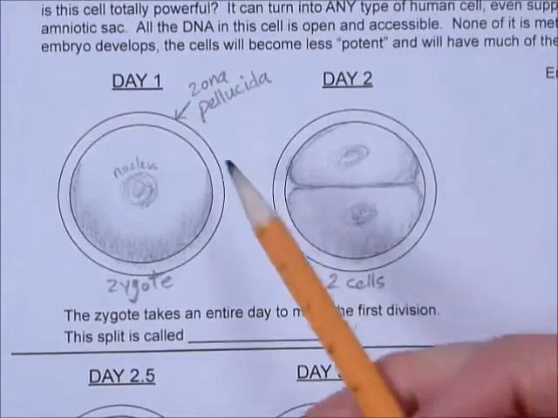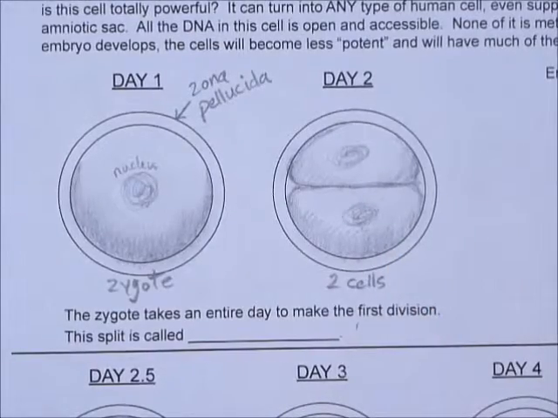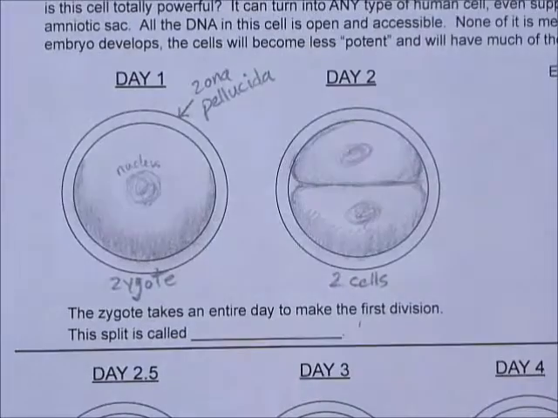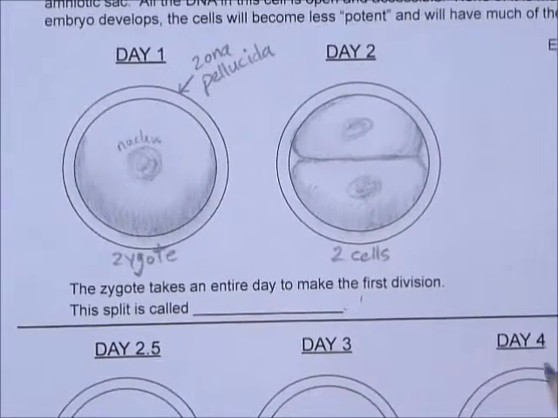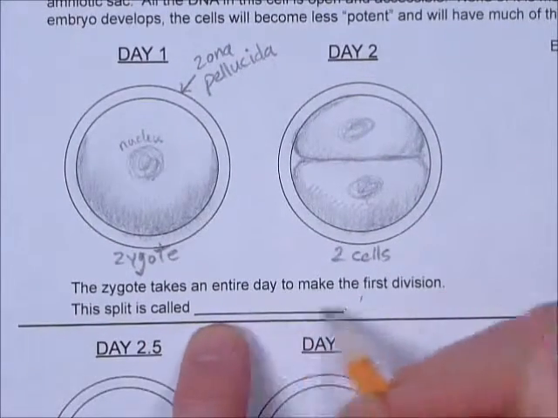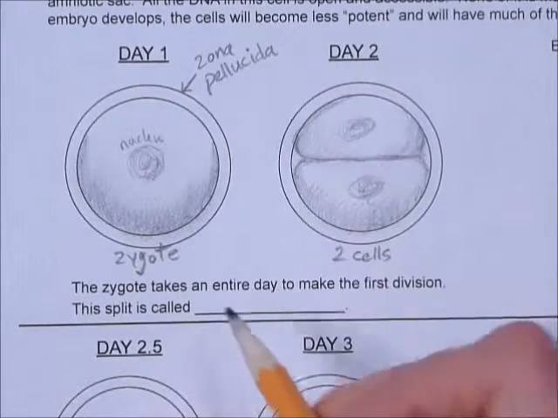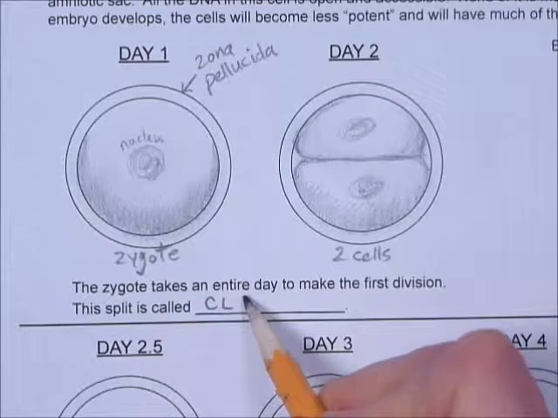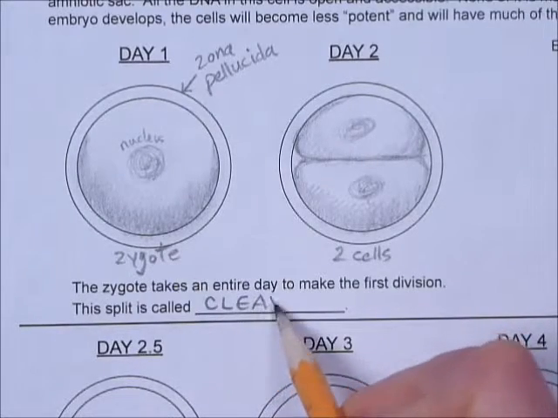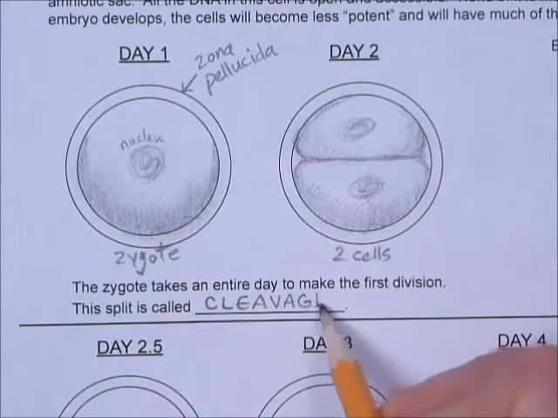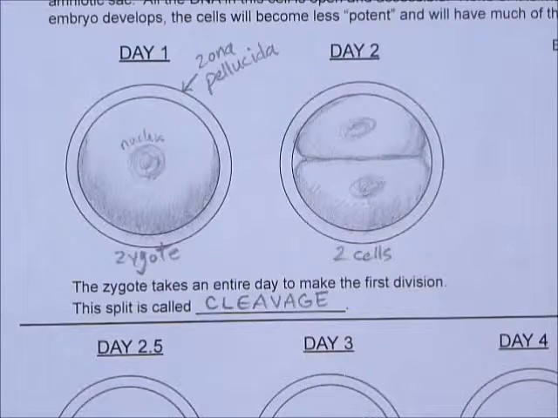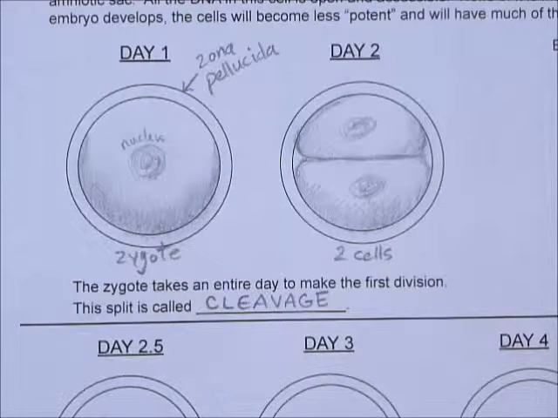However, there is a name for what happens here. When a cell splits in half but stays together, we call this, right down here on this line, we want to write the word cleavage. And I'm going to write it in caps because it's so very important. C-L-E-A-V-A-G-E. To cleave something is to split. So cleavage means splitting in half.